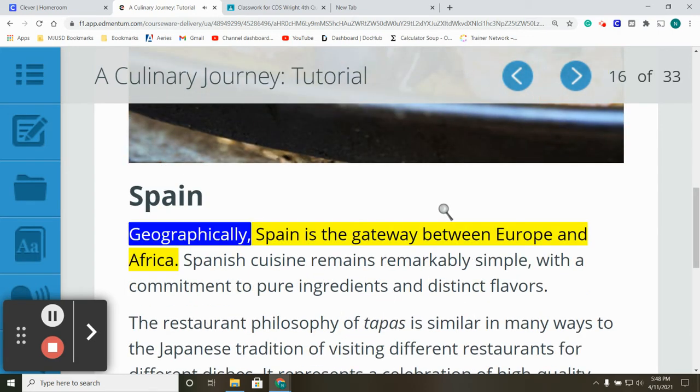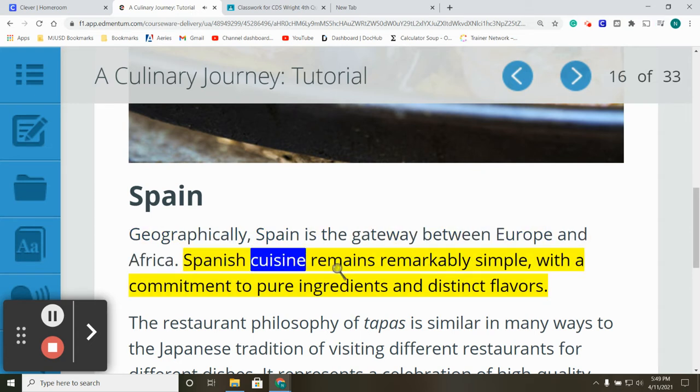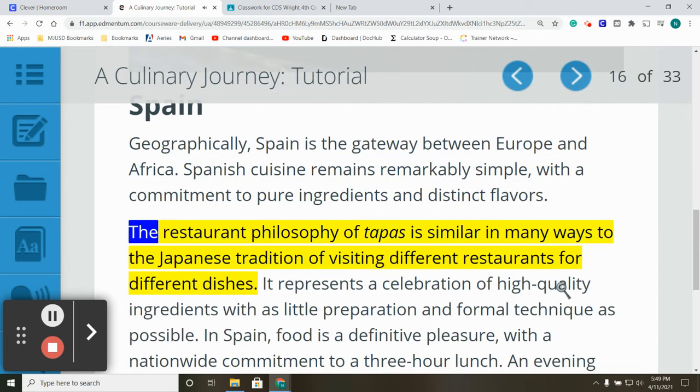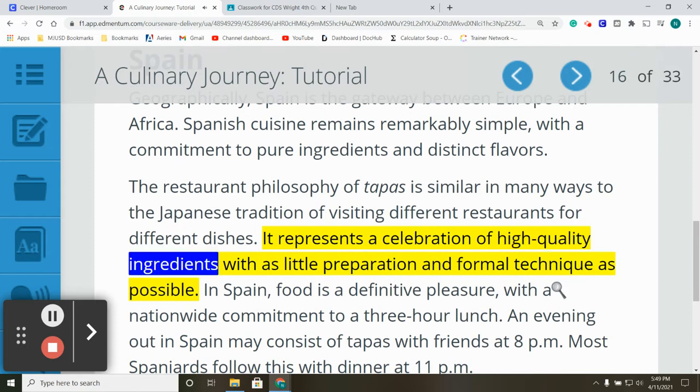Spain. Geographically, Spain is the gateway between Europe and Africa. Spanish cuisine remains remarkably simple, with a commitment to pure ingredients and distinct flavors. The restaurant philosophy of tapas is similar in many ways to the Japanese tradition of visiting different restaurants for different dishes. It represents a celebration of high-quality ingredients with as little preparation and formal technique as possible.